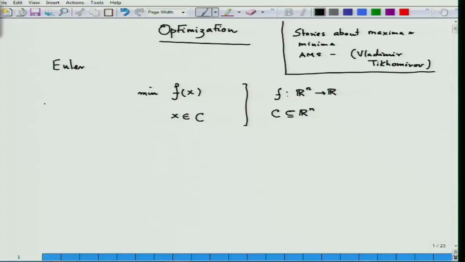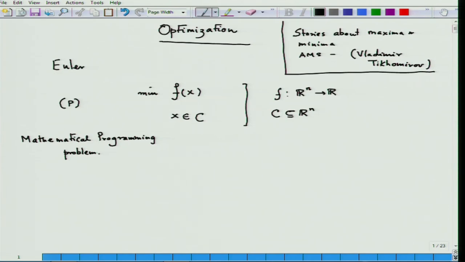Here we are looking into much more simpler things. For example, as you look into this problem, which we will call a mathematical programming problem. Now, I want to let you know that mathematical programming problem is fundamentally different from computer programming.